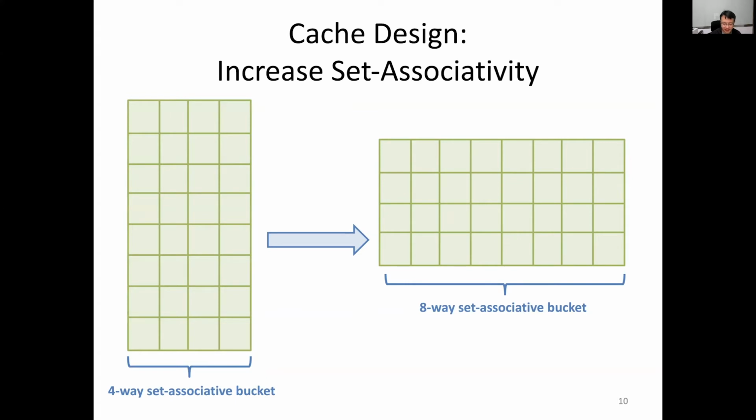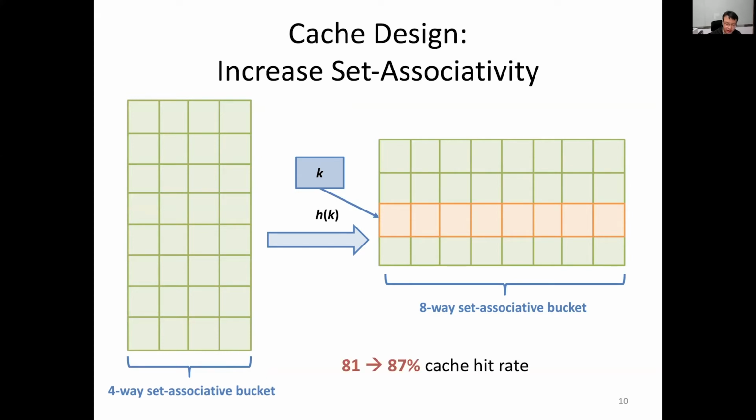To look up in this cache, we still use the same hash function h(k) to map the key to one of the buckets. But this time, instead of comparing with 4 keys in the previous bucket, we can compare it against 8 keys, which means we can have a little bit more freedom for the key. So this simple change increased the cache hit rate from 81 to 87%, which is pretty good. But still, we have about 13% of the packets that will miss from the cache.